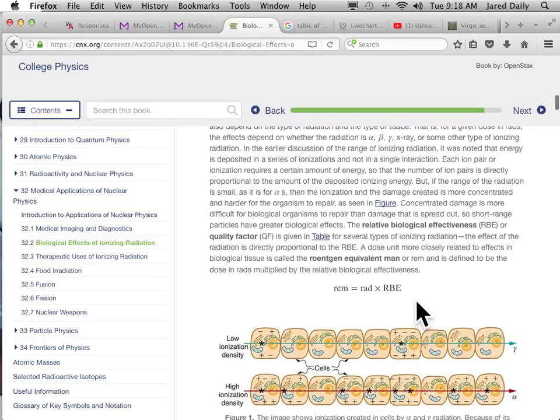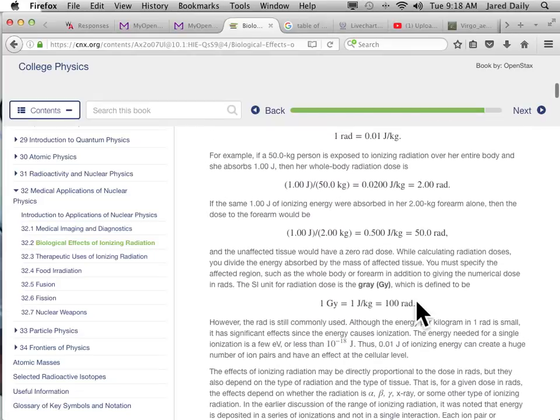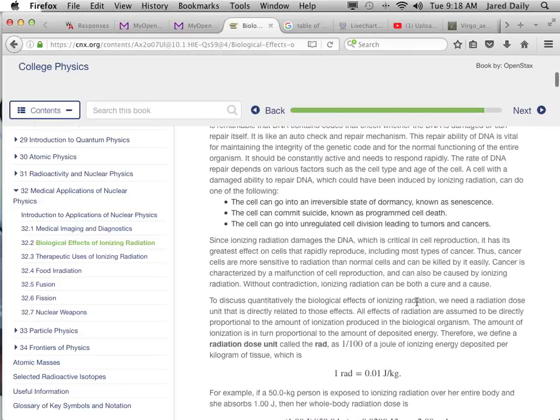Here they talk about some of the different units used to measure radiation, the amount of radiation that is being released, or the amount of radiation being absorbed, whatever you want to call it, however you want to think about it. So 1 rad, for example, is 0.01 joules per kilogram. So if you have a kilogram of person and 0.01 joules of energy of radiation hitting that person for each kilogram of that person, then that's what we call a rad.